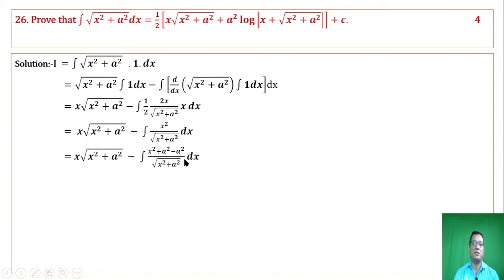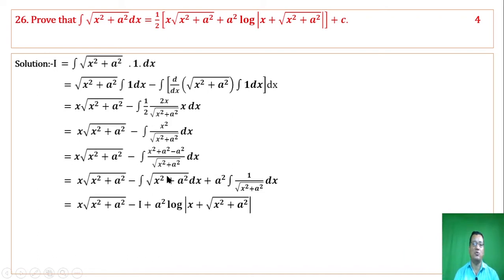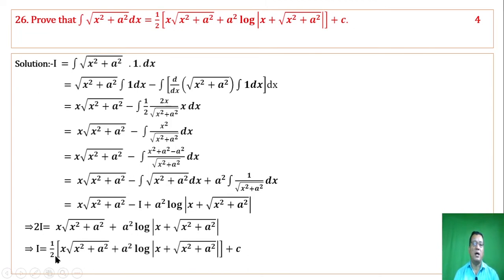and divide x square plus a square by root over. We have integral of root over x square plus a square dx, and minus a square, minus of minus a square is plus a square divided by this, which is equal to I, whose integral is log of x plus root over x square plus a square, and transfer minus I on the left side. We have this, divide by 2 in its terms. We get this, which proves the result.